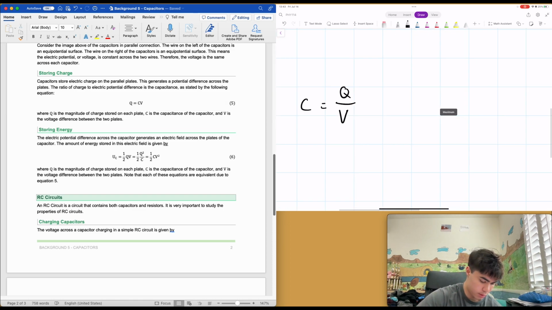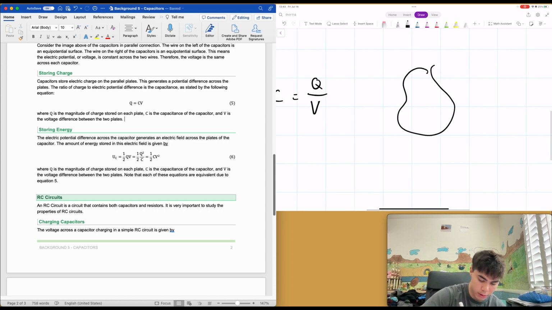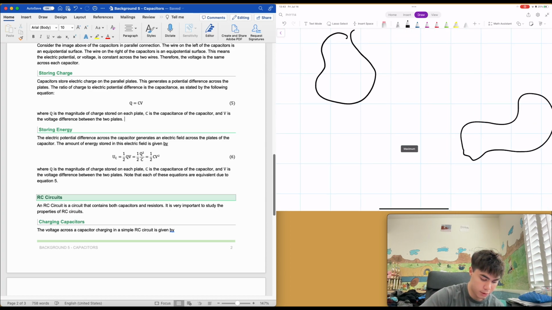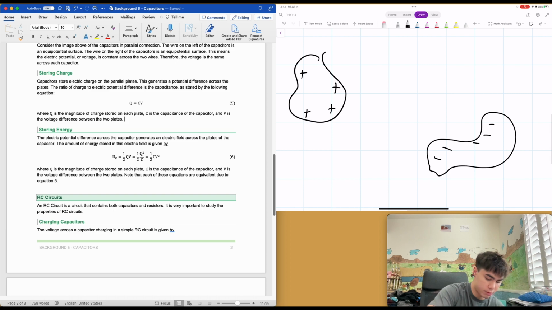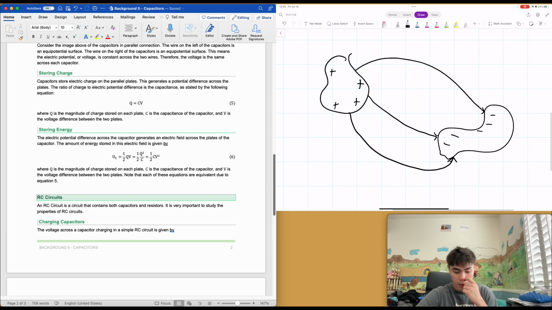So just to talk about where this comes from for a little bit. If we have one conductor in space and then a second conductor in space, and they both have some charge on them, so I'll put maybe some positives there and some negatives on here. Then the electric field lines will point something like this and then end up over there. These lines are kind of made up, but it'll look something like that.